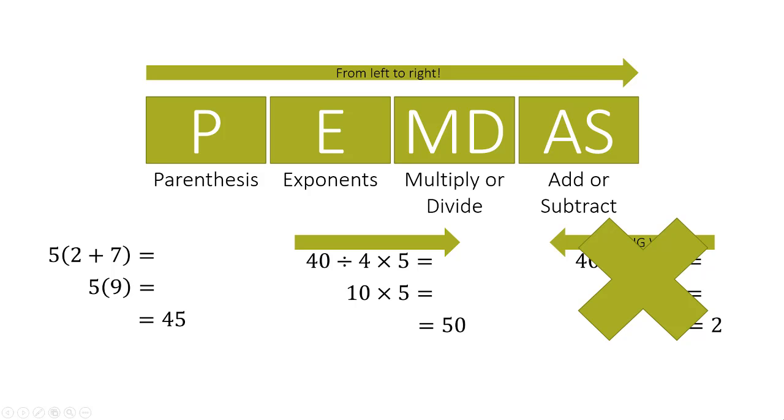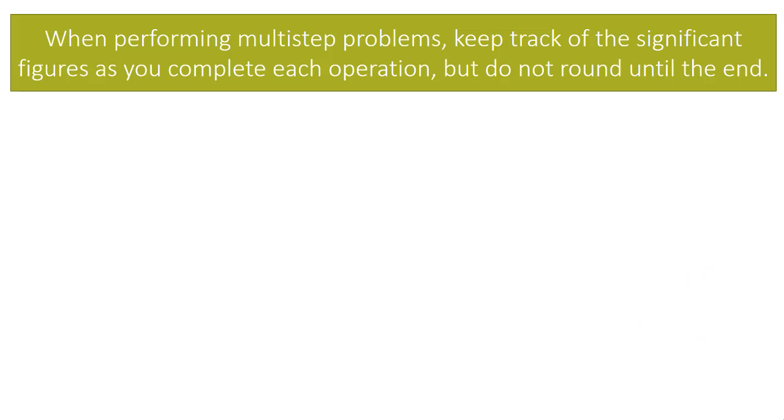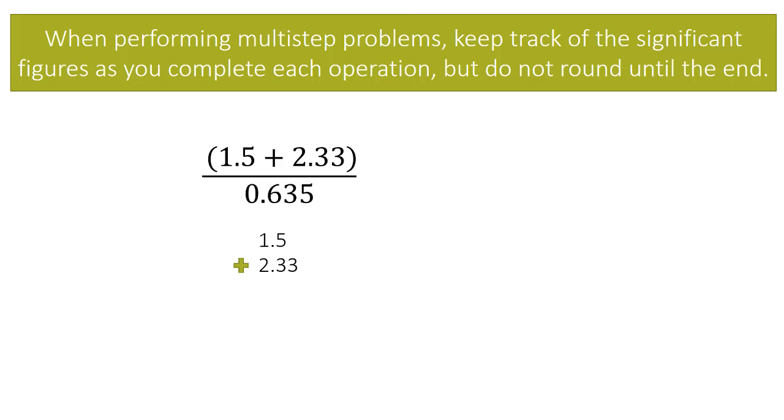Let's go ahead and look at how this will apply to an actual problem with significant figures. When you are performing multi-step problems, you need to keep track of the significant figures as you complete each operation, but you don't want to do any rounding until you get to the end of all of your calculations. So for example, let's say that I want to do this. First I need to take care of what's in the parentheses according to my order of operations. So I'm going to do 1.5 plus 2.33. When I add these up, I get 3.83 as my unrounded answer.